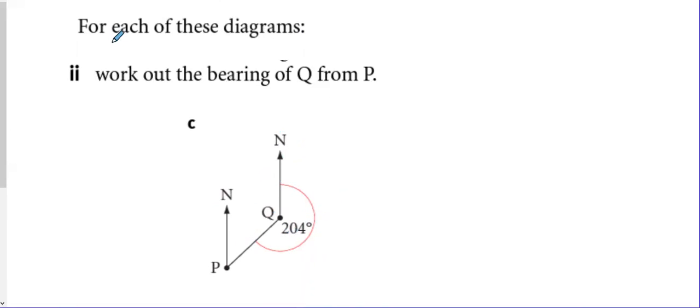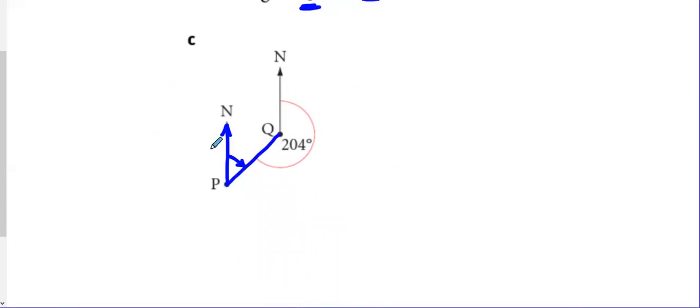Otherwise, let me help you. For each of these diagrams, work out the bearing of Q from P. At point P is where we draw the north direction, and then connect the 2 places, which is done for you. Which angle are they talking about? The angle from the north to that line connecting the 2 places. So this small angle is what they are looking for. How do we use the concept I've given you?